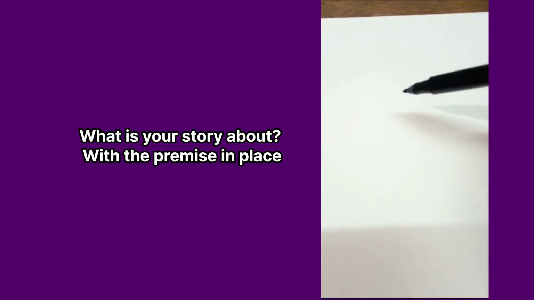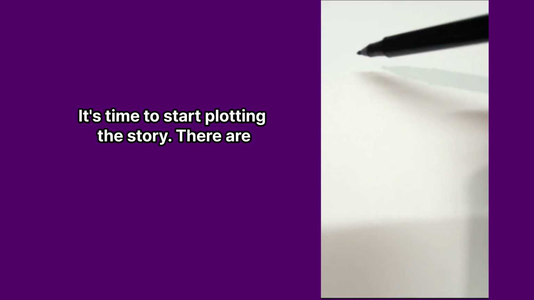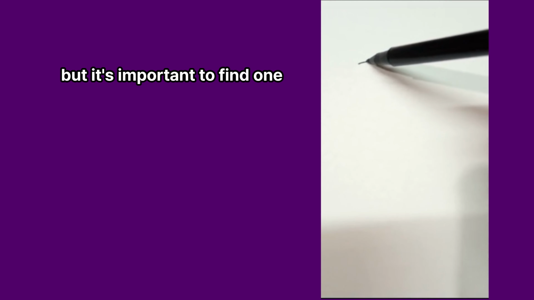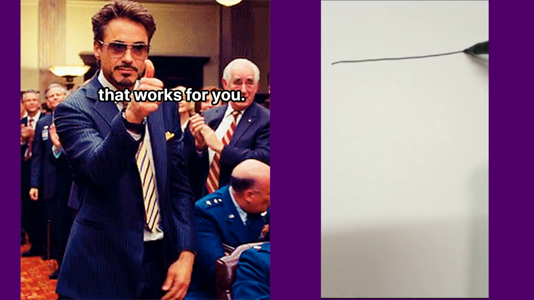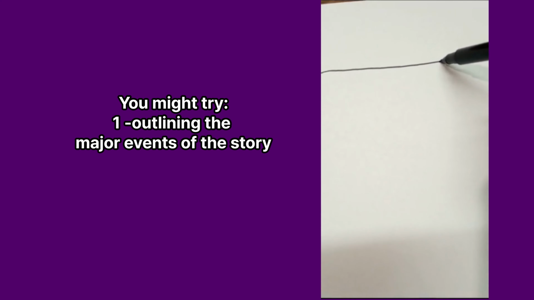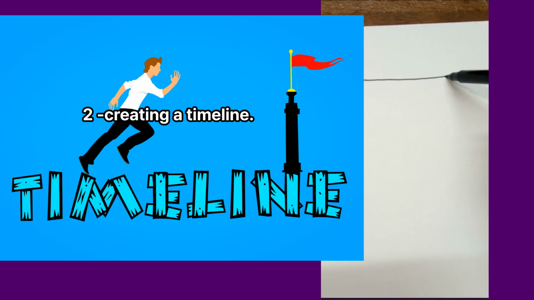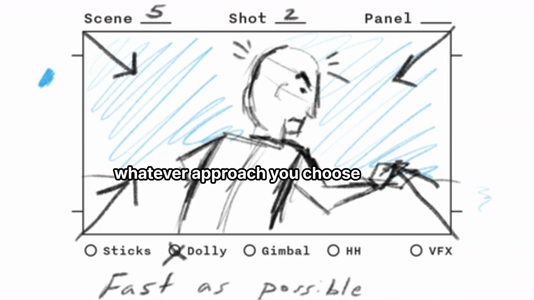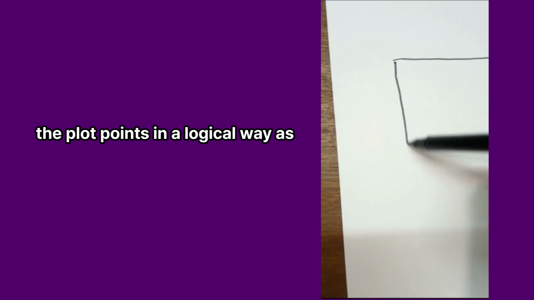With the premise in place, it's time to start plotting the story. There are many approaches to plotting, but it's important to find one that works for you. You might try outlining the major events of the story, creating a timeline, or using a storyboarding method. Whatever approach you choose, make sure it helps you organize the plot points in a logical way.